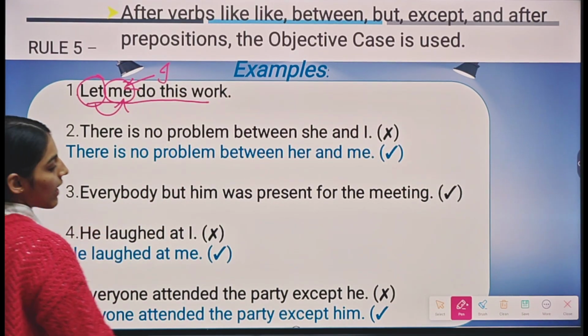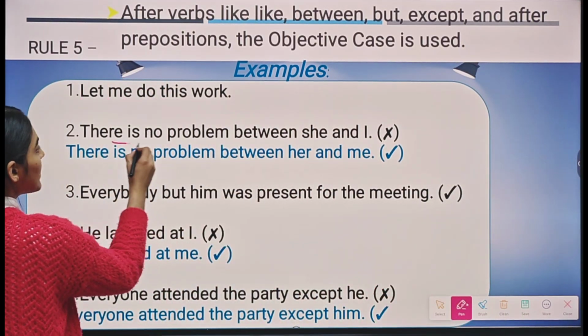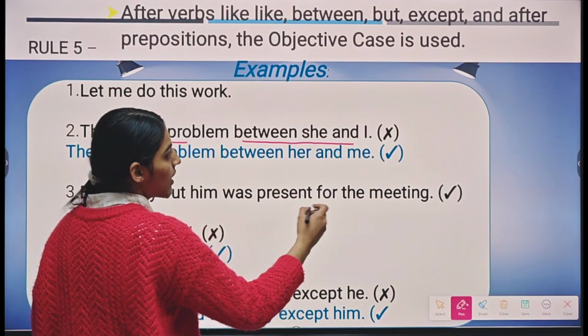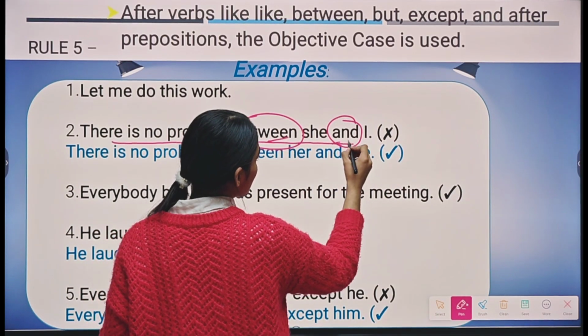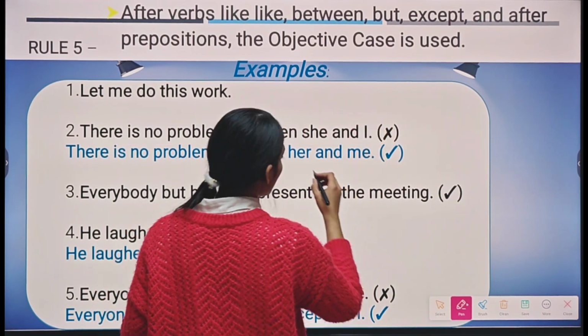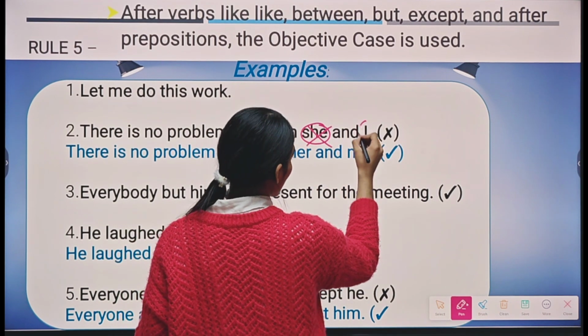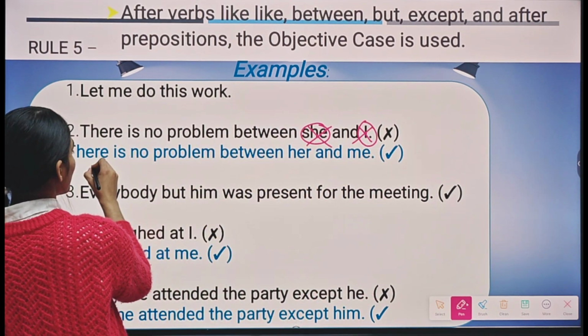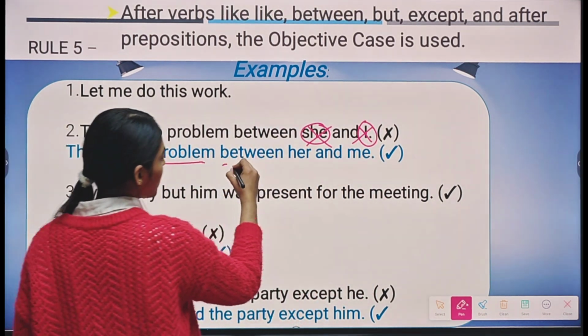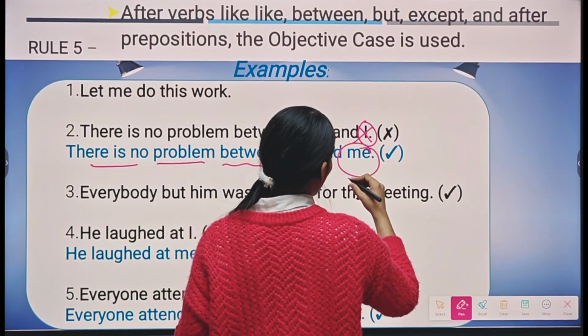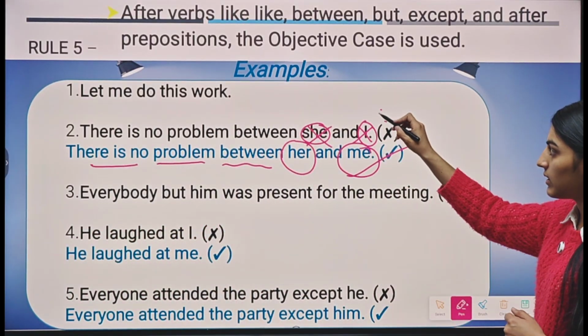Then we have the second example. There is no problem between she and I. As I taught you, after between, a preposition, we cannot use these; both are wrong. So we will say, there is no problem between her and me. This is the correct form and the above one is wrong.